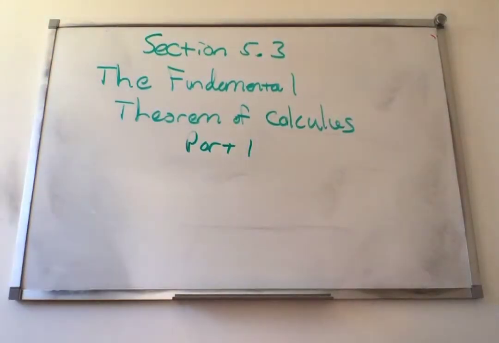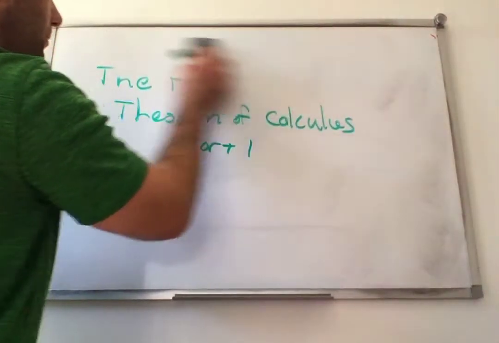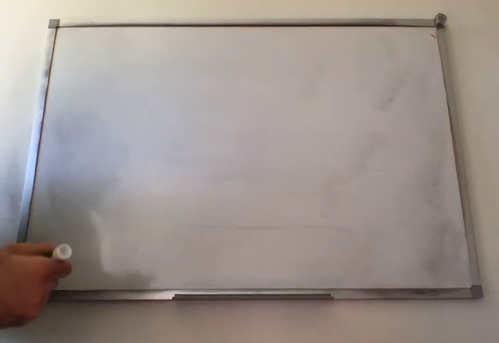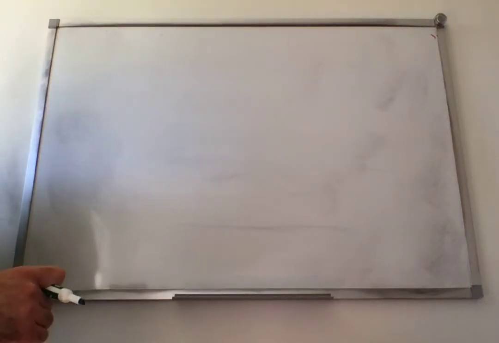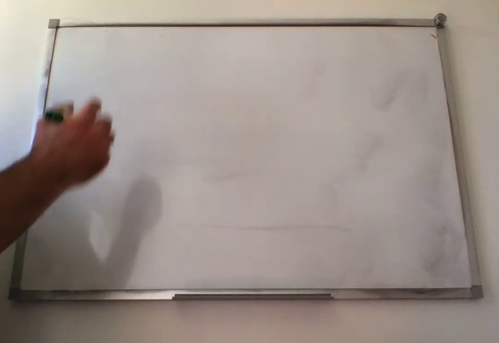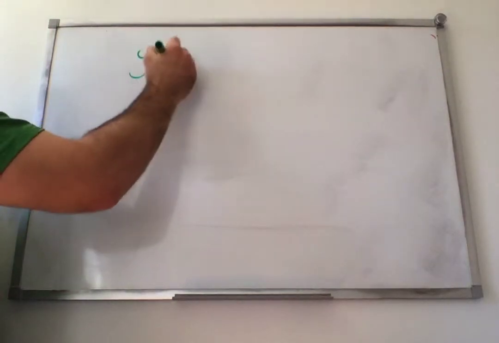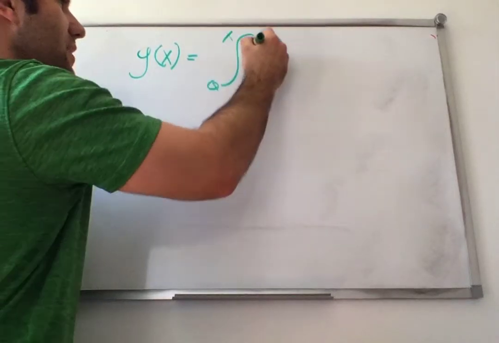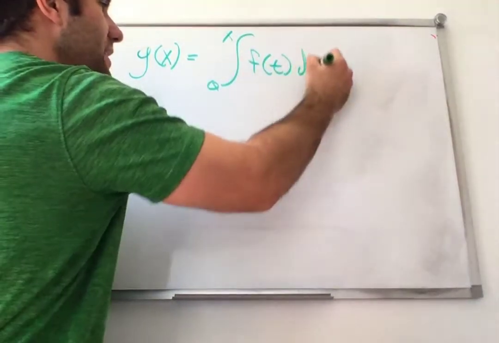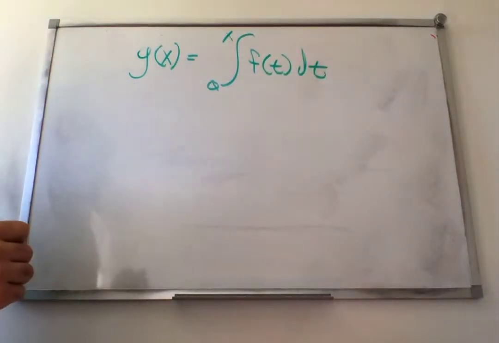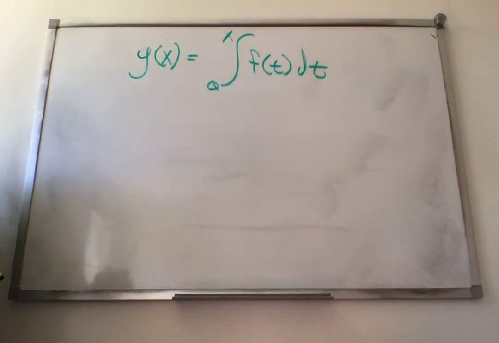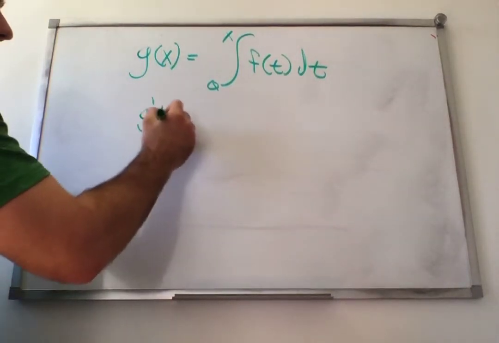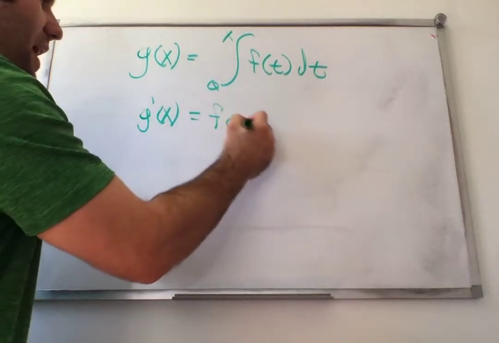Okay, first part. Now, if we read it, it says: if f is continuous on [a, b], then the function g, defined by g of x equals the integral from a to x of f of t dt, is continuous on [a, b] and differentiable on (a, b), and g prime of x is equal to f of x.